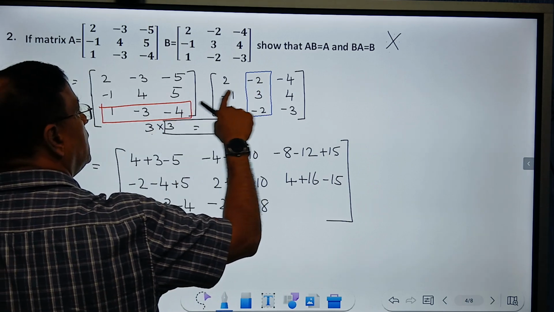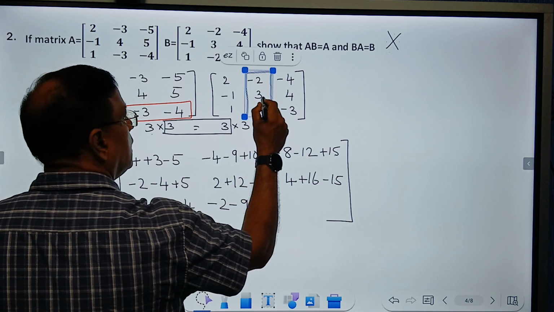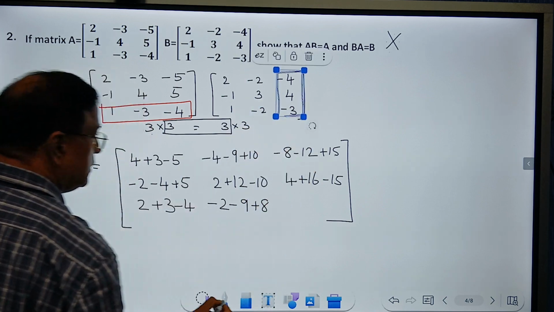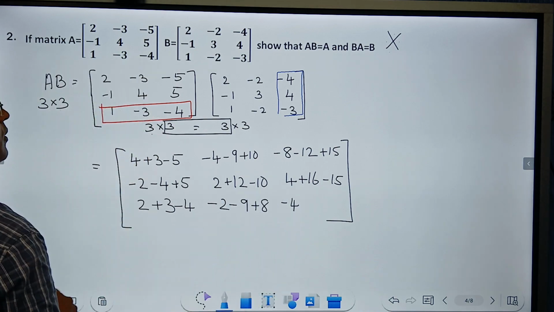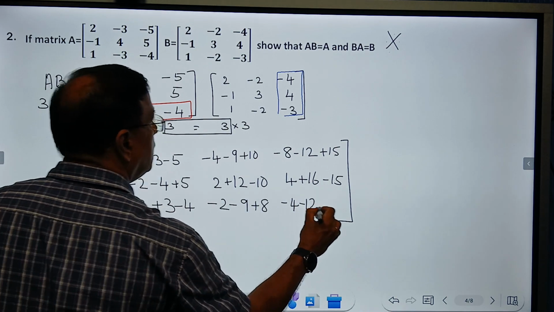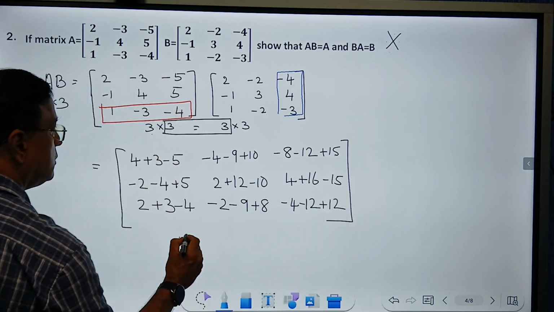Minus 2, minus 9, plus 8. And finally, it's very lengthy, that's the problem. Minus 4, minus 12 and plus 12. So let's now calculate what this is.